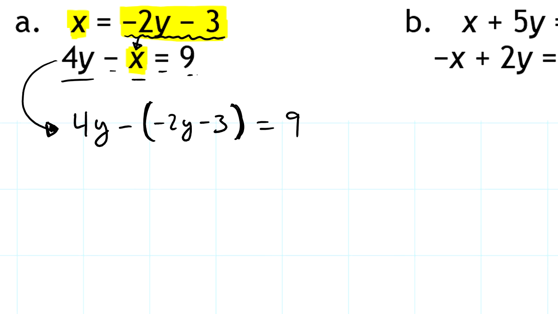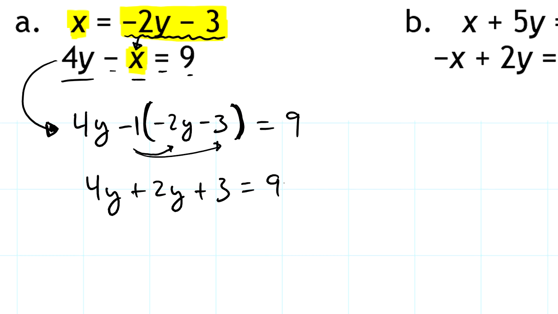And that equals 9. So I'm going to use the distributive property to distribute this negative 1 factor, pushing it into the parentheses here. This gives me a 4y and then positive 2y and positive 3, and that equals the number 9. If I combine like terms on the left-hand side, I do get 6 times y, and I'm going to subtract 3 at the same time. 9 minus 3 is 6, so 6y is 6, therefore y must be 1.